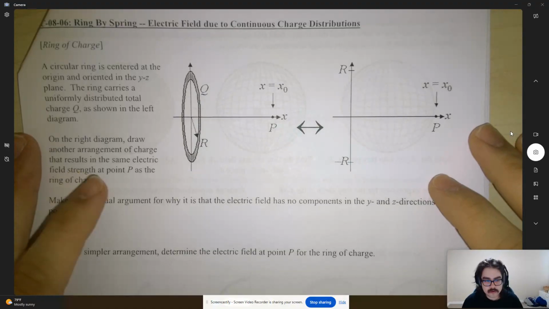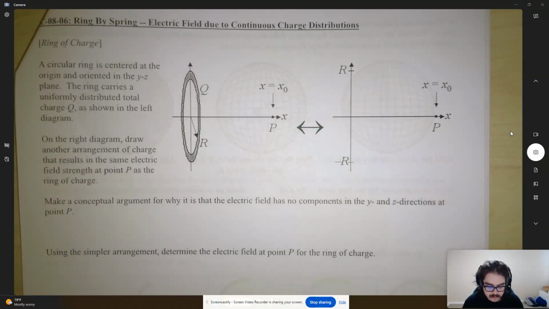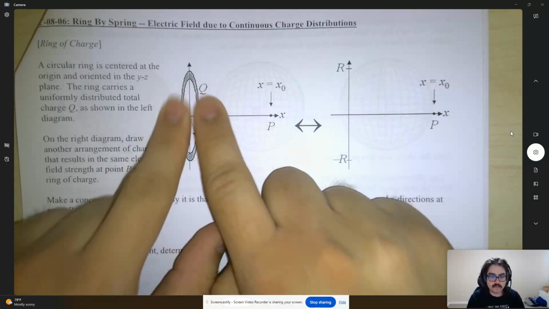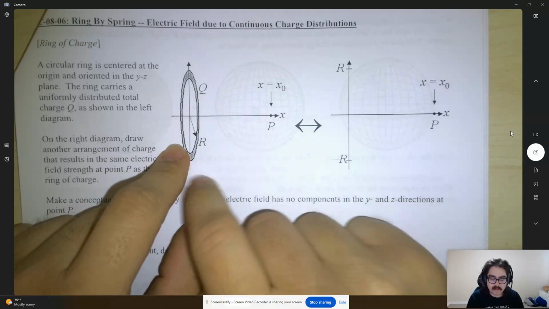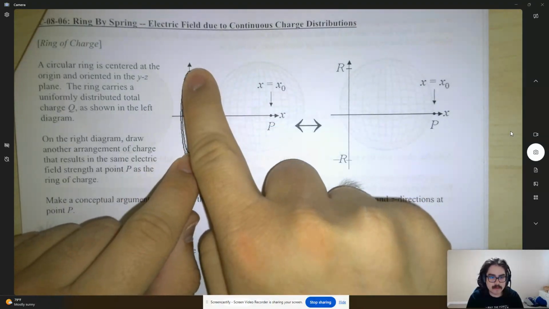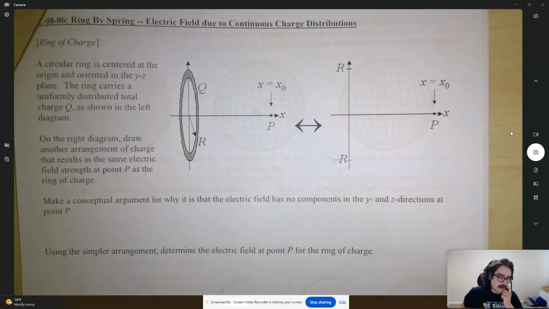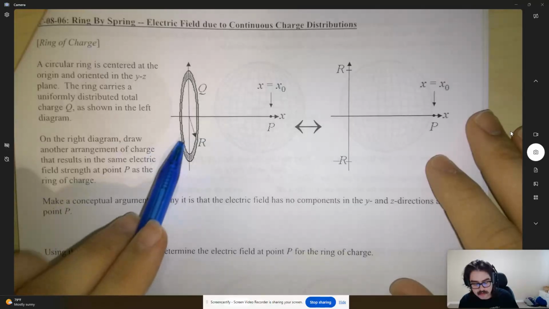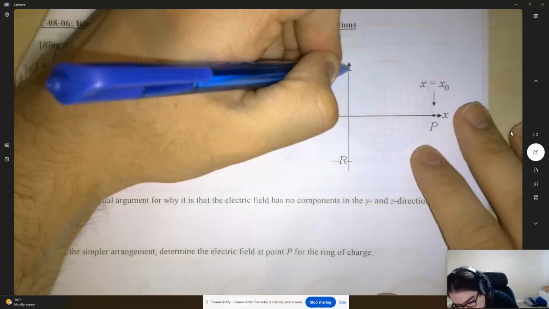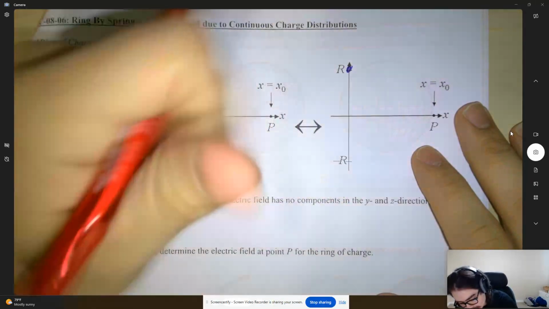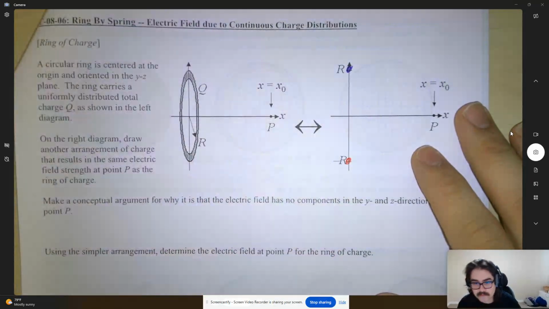This is a ring of charge, and the main thing to understand about the ring of charge is that each point on the ring exerts electric field at point P. Okay, so it's not just the top and the bottom. It's everywhere around it. But it's kind of funny that I say that, because you can actually approximate this as being just two single charges at the top and bottom of the ring.